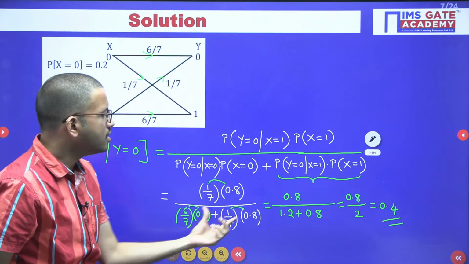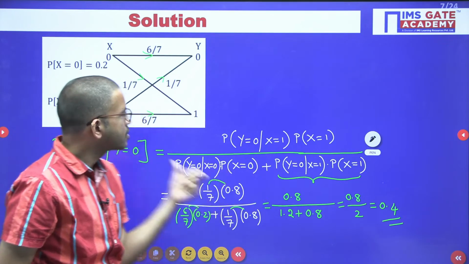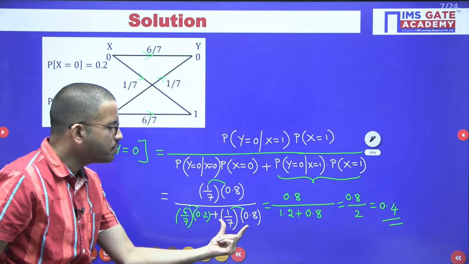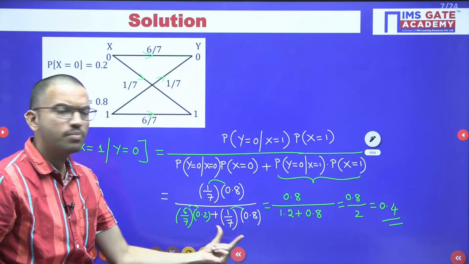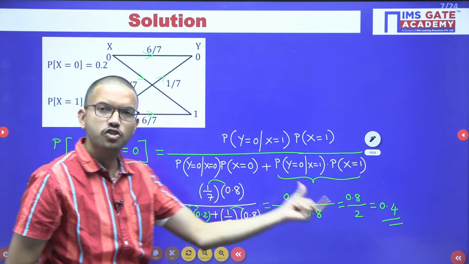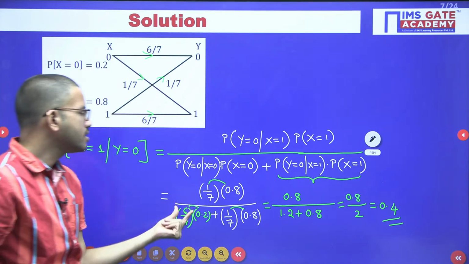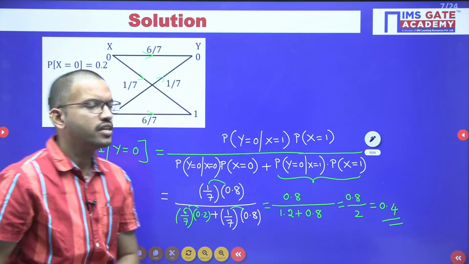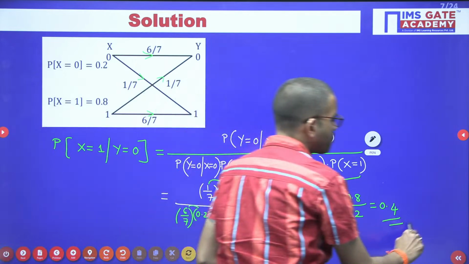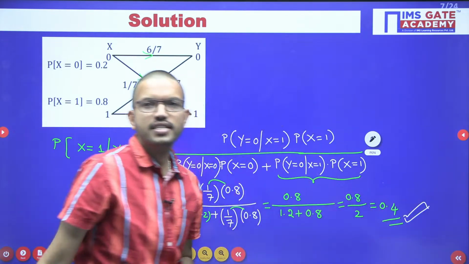And in the numerator, according to this question, whatever the second term you are having in the denominator, that term we have to consider in the numerator. Suppose if they ask with respect to the other case, then we will consider the first term like that. So the final answer for this question is 0.4. I hope it is clear for everyone.